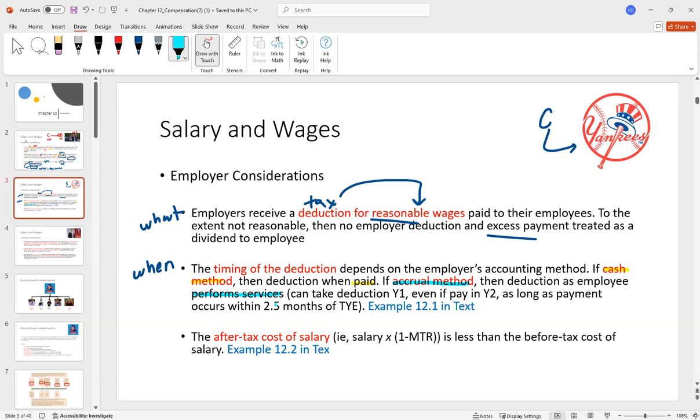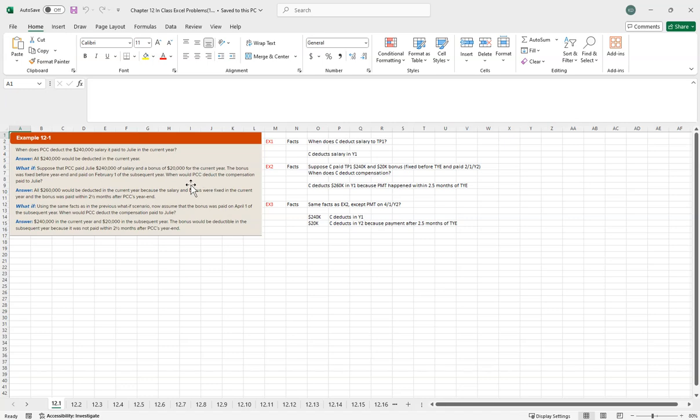Similar thing here for tax. You get the deduction when they perform it. Now, one little oddity you do have to be aware of is you can get the deduction in year one, even if you pay in year two, as long as the payment occurs within 2.5 months of tax year end. This is going to be the general rule for it. So let's look at 12.1 to show this.